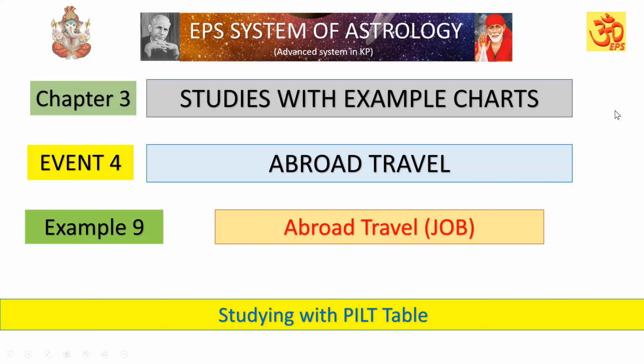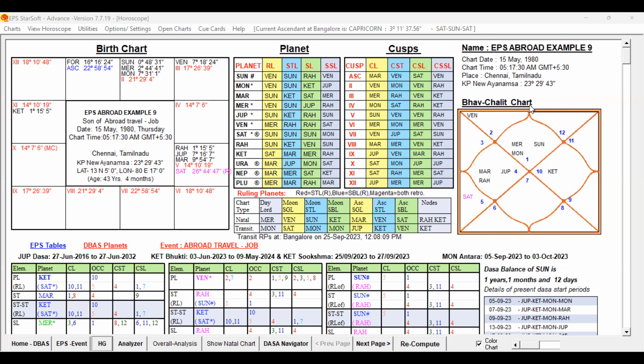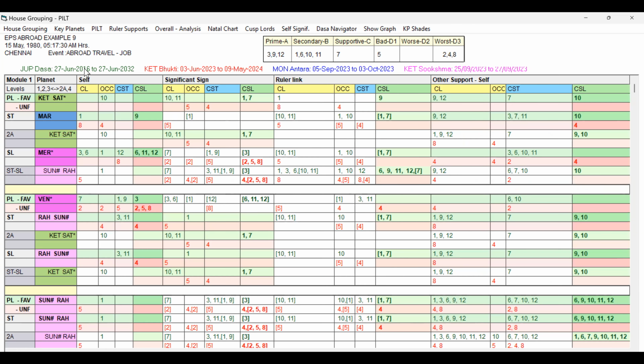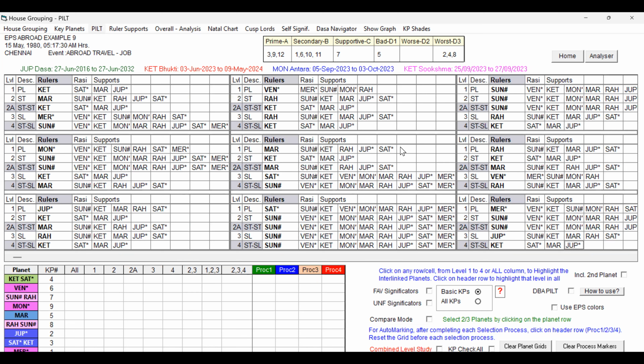Now let us examine the birth chart. This is the birth chart of that male native. Now we are going to study with the help of the PILT table. The key planet states each planet's self-significations based on the strength. We have given some colors already. The same colors we can use in the PILT table.